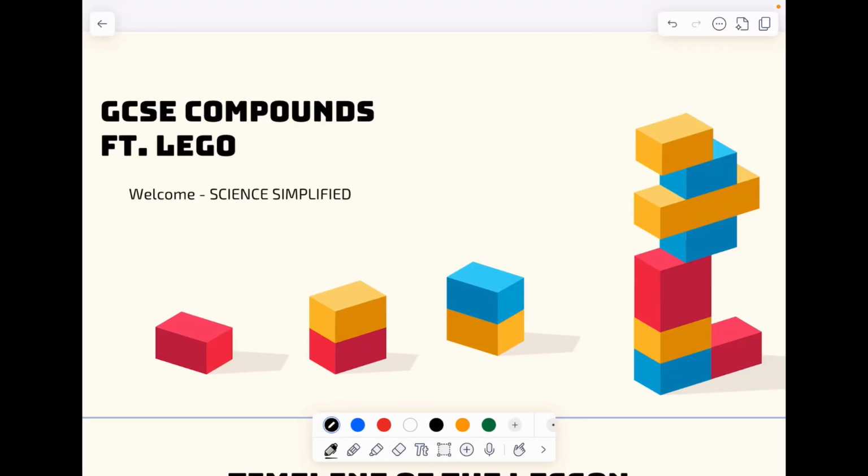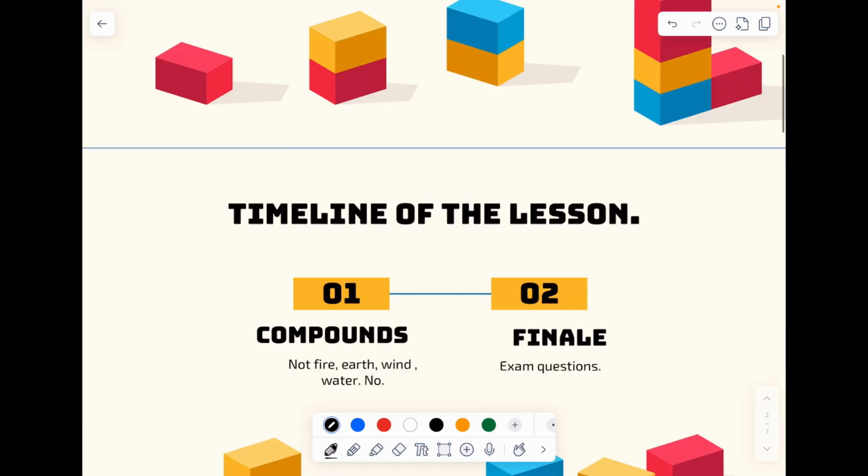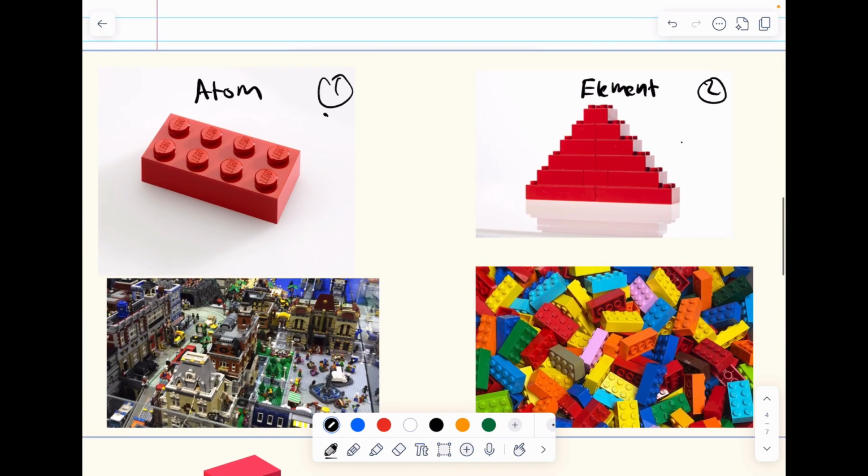We're going to be talking about GCSE compounds, featuring our Lego analogy from the last video. In the last video we talked about atoms and elements, so check that out if you haven't already. But yeah, let me show you the quick analogy for that.